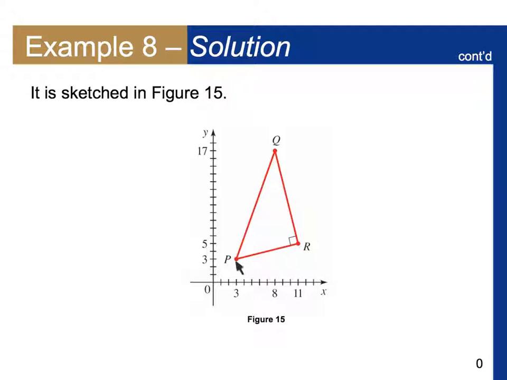If we actually plot those points, here's what you'll get. I didn't quite have it oriented the exact same way, but here's our PR, here's our QR, and here's our PQ. So we made sure that the slope of this was a negative reciprocal of the slope of that, RQ. And then we have a right angle, because remember, negative reciprocal slopes are perpendicular lines, and perpendicular lines cross at that right angle.